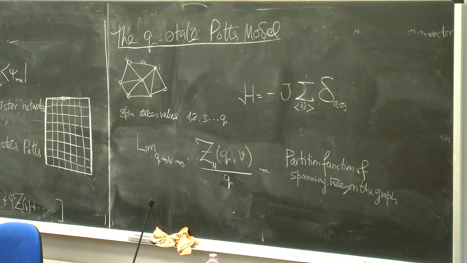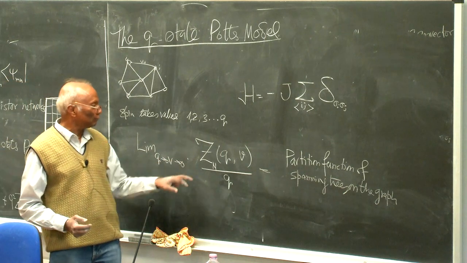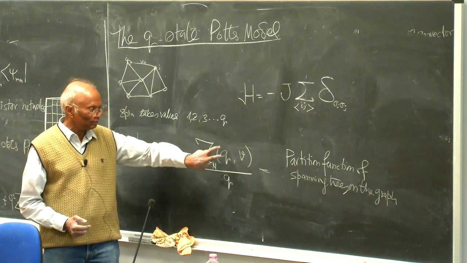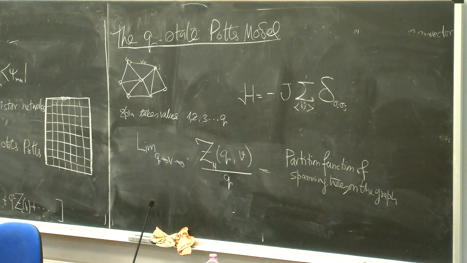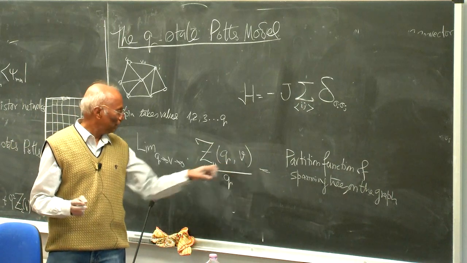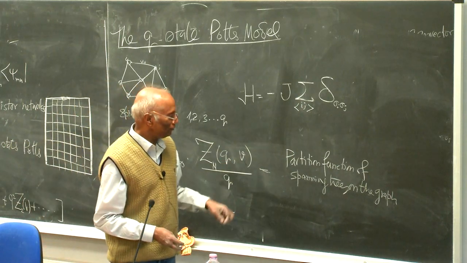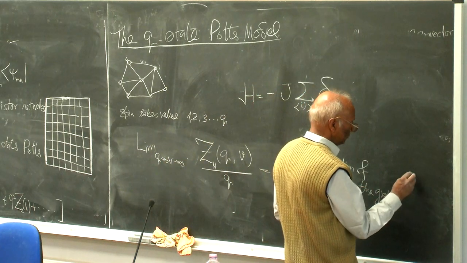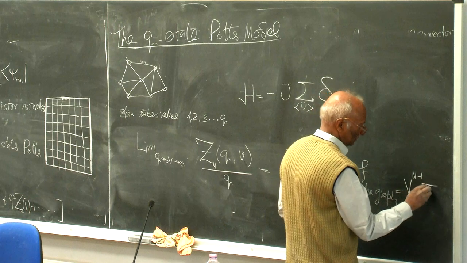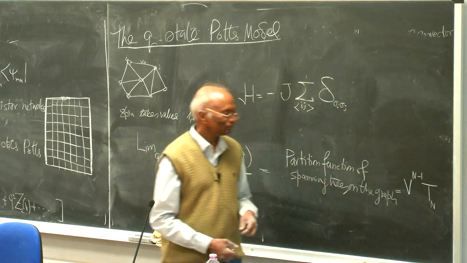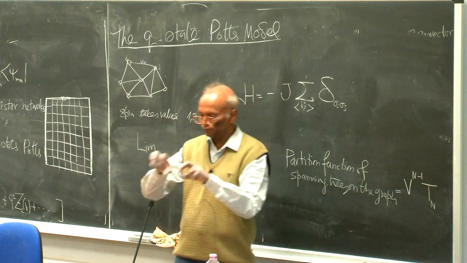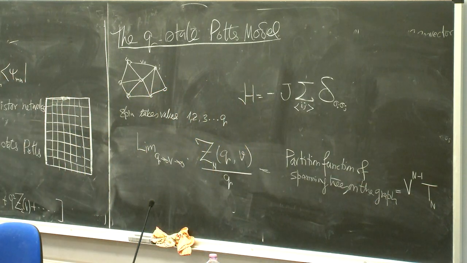Okay. So I divide by q because I'm letting q tend to 0, and this partition function itself will go to 0 as q goes to 0. But the lowest term is order q. So when I divide by q, only the term where everything forms one cluster will survive. And then I let v go to 0. Then the lowest term will be v to the power n minus 1 times T_n. V to the power n minus 1 gives you that there should be at least n minus 1 links. But if there are more links, then it has small weight because v goes to 0. And T_n is the number of spanning trees on the graph.